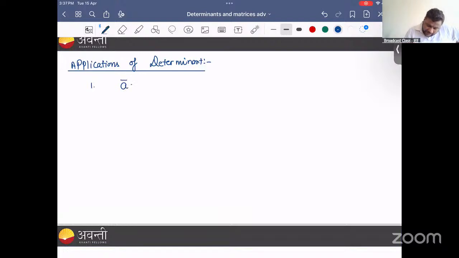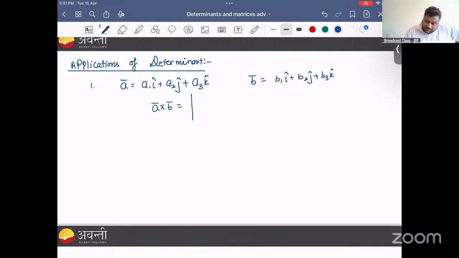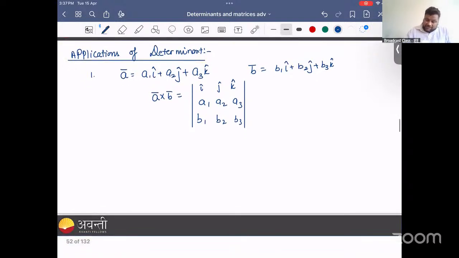If you have a vector A as, say, A1 i cap plus A2 j cap plus A3 k cap, and you have a vector B as B1 i cap plus B2 j cap plus B3 k cap. Now, if you try to calculate A cross B, then it will be the determinant i cap, j cap, k cap, A1, A2, A3, B1, B2, B3. Correct? Is it okay?